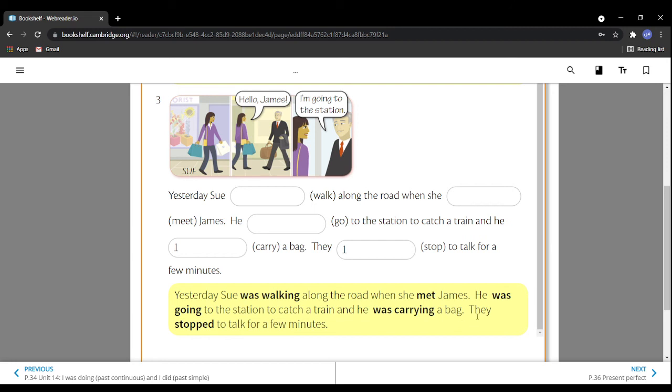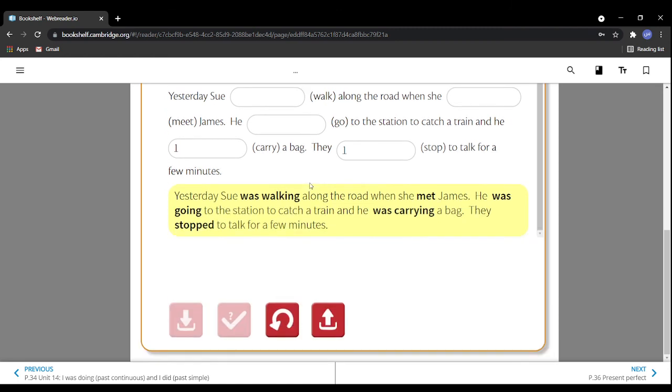So it's continuous. They stopped to talk for a few minutes. وقفوا عشان يسولفوا مع بعض. وانتهى الأكشن. فالوقوف كان for simple past. وقفوا بعدين سولفوا. Okay.